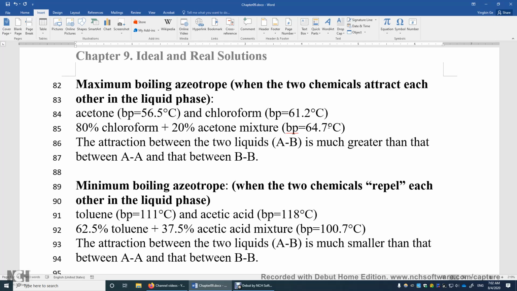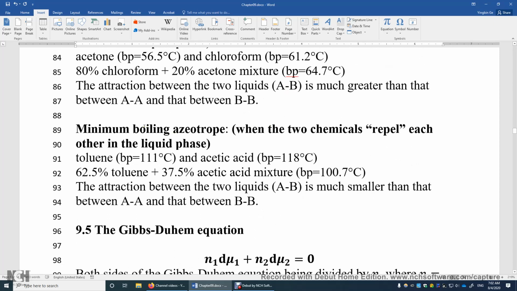Let's see. If we look at this minimum boiling azeotrope, this is when two chemicals repel each other. For example, toluene and acetic acid. Toluene is just benzene with one methyl group. So the boiling point of toluene is 111 degrees Celsius. That of acetic acid is 118 degrees Celsius. But when you mix them, the boiling point is lower, much lower. It's only 100 degrees Celsius. All right. So at least 10 degrees Celsius lower when you mix toluene and acetic acid.